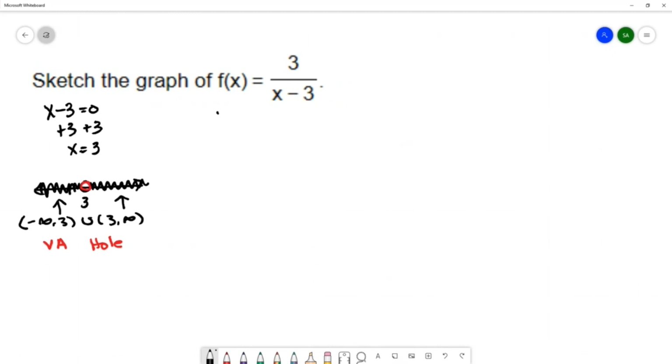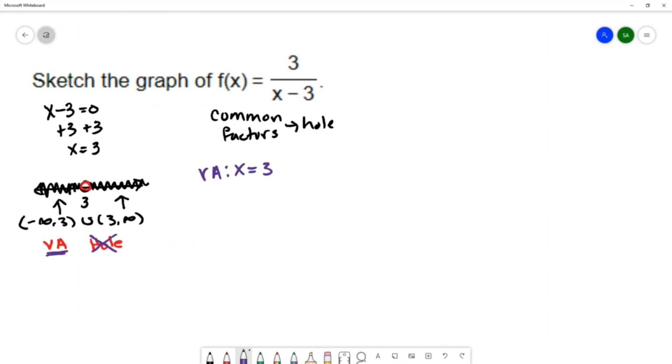Common factors are going to tell you if you have holes. In this example, because there are no common factors, there will not be a hole in this graph. So I know that that restricted value of 3 is not a hole in the graph. It will be our other option, which is a vertical asymptote. So I now know that there is a vertical asymptote on this graph at x equals 3.